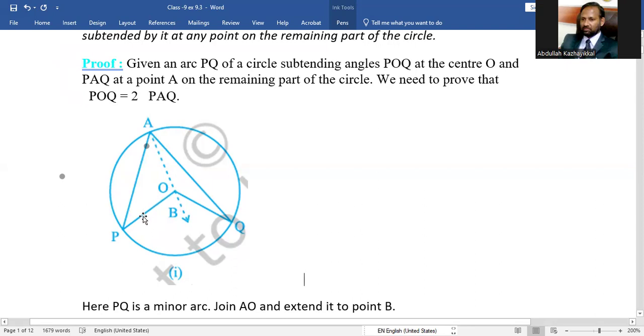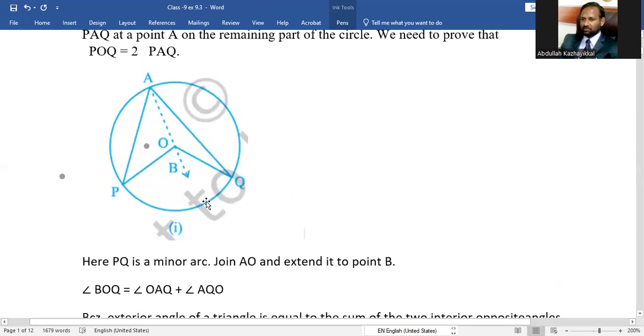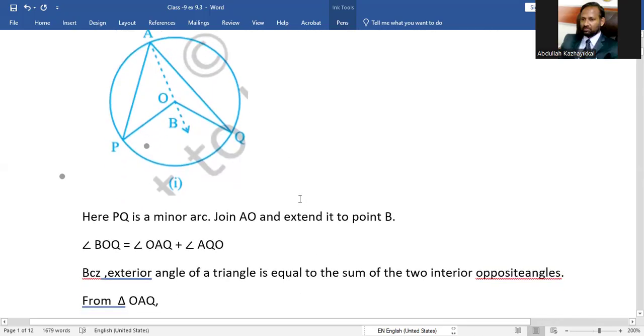For that, what you have to do? PQ is a minor arc. It is clear. Join AO and extend to point B. Join A to the center with AO. Now B is not extending. Okay. Now what we got? There are three cases. One is the minor arc, PQ is the minor arc. Second is PQ is the semicircle. And third, PQ is the major arc. In three conditions, we are using the exterior angle property.